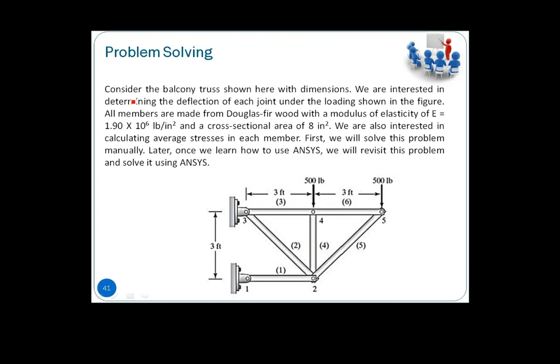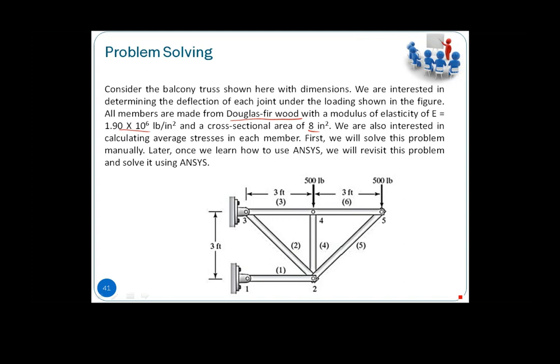We will have a truss system as shown here. We have dimensions and loading here. The members are made of Douglas fir wood, with a Young's modulus of 1.9 times 10 to the power 6 and a cross-sectional area of 8 square inches.